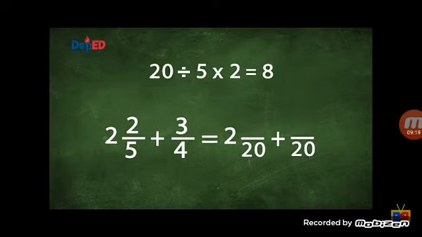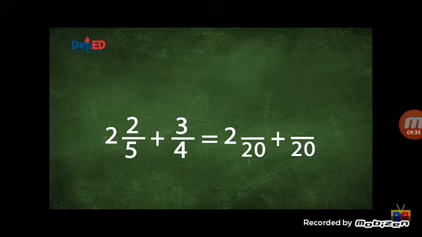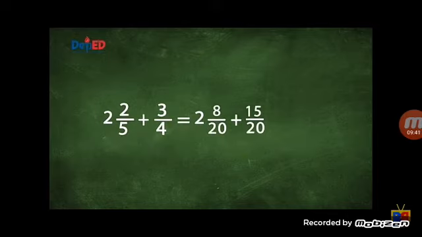Step 2. Divide the LCD by the given denominators and multiply by the given numerators. 20 divided by 5 times 2 equals 8. 20 divided by 4 times 3 equals 15. Step 3. Since we are adding mixed numbers, add first the whole numbers. But we have only the whole number 2. Just copy it. Then, add the numerators. 8 plus 15 equals 23. And copy the common denominator, 20. We have 2 and 23 20ths.